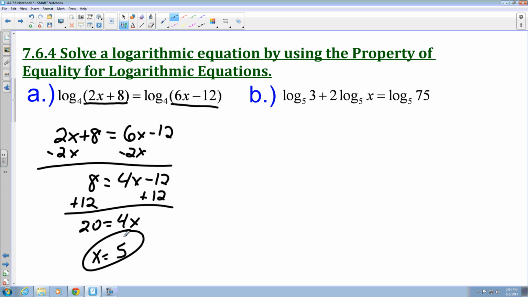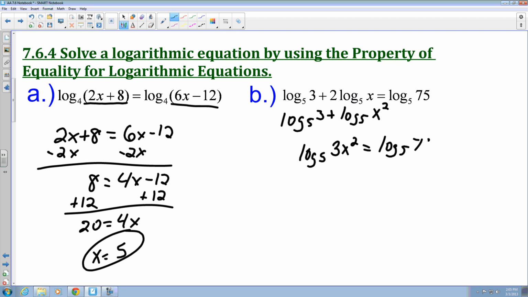Looking at example B, I got log base 5 of 3 plus 2 times log base 5 of x equals log base 5 of 75. Well, now I'm going to go back and use some of my properties of logarithms to help me out. First thing I'm going to do is I'm going to say log base 5 of 3 plus log base 5, this can be now written as x squared. I'm trying to condense this again. And now I have the addition one, so I can use the product property. So now I have log base 5 of 3x squared equals log base 5 of 75.